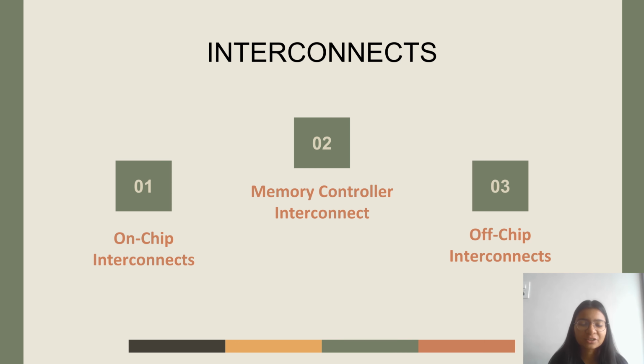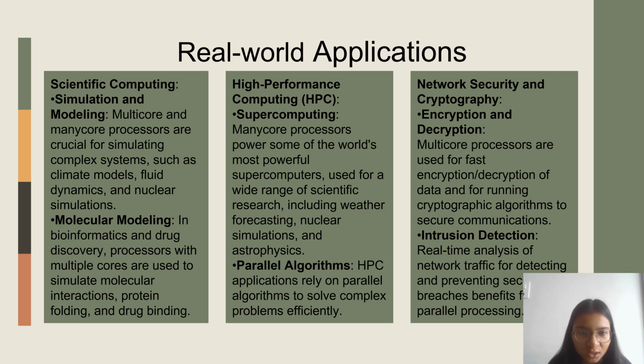Interconnects. There are three interconnects in multi-core and many-core processors. First is the on-chip interconnection, second is the memory controller interconnection, and the third is the off-chip interconnection. Then after that we will discuss real-world applications.